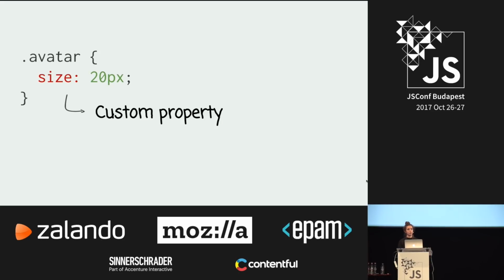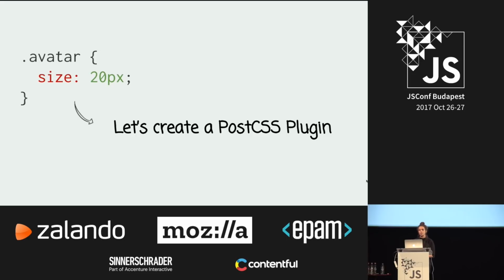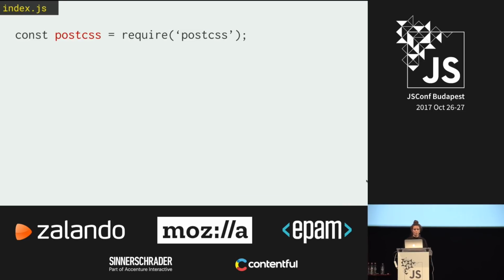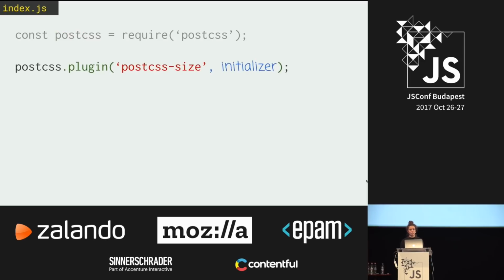In this case, we are creating a custom property. And to do this, you need to write a PostCSS plugin. So let's do it. To help you, there is a PostCSS plugin boilerplate on GitHub, and we'll use it in this talk. So, first of all, you need to import PostCSS to have access to the PostCSS API. After that, you'll create a PostCSS plugin.